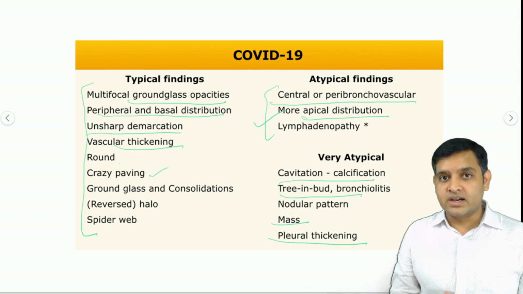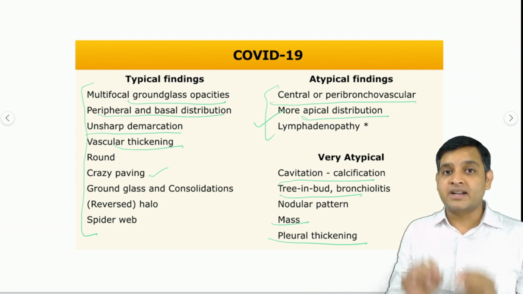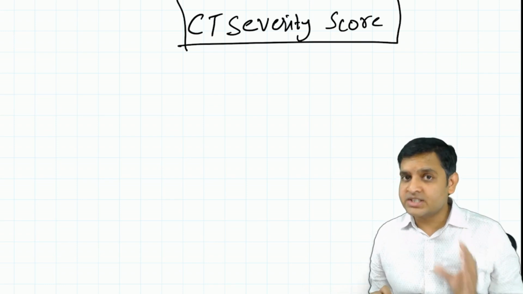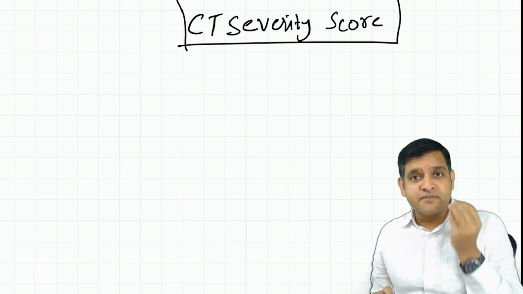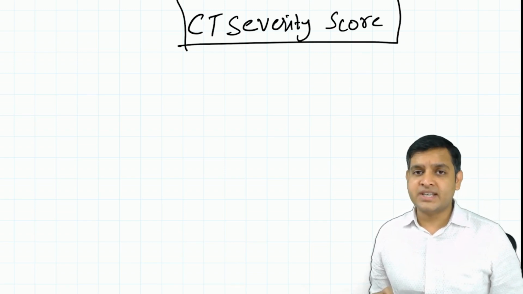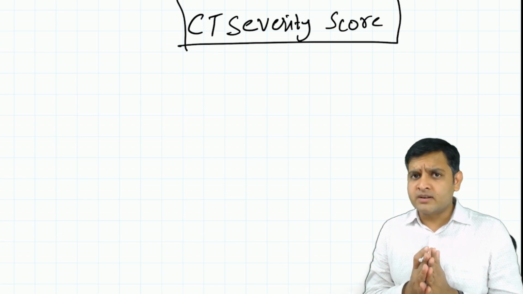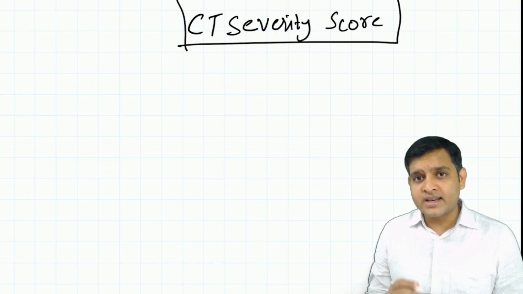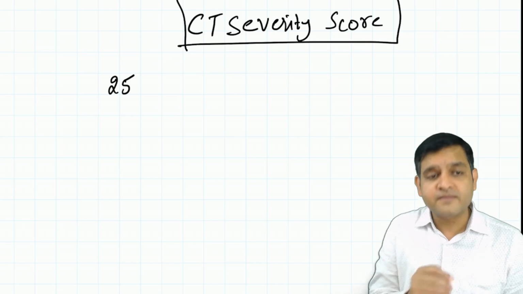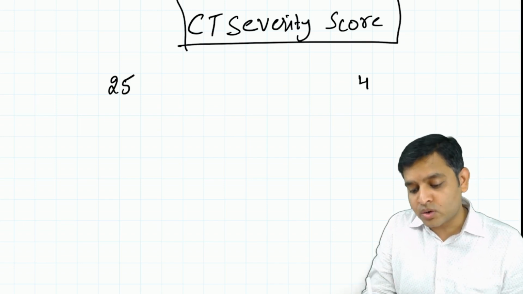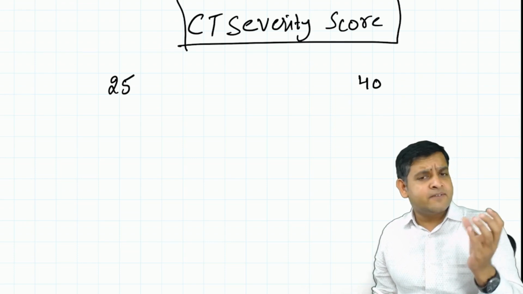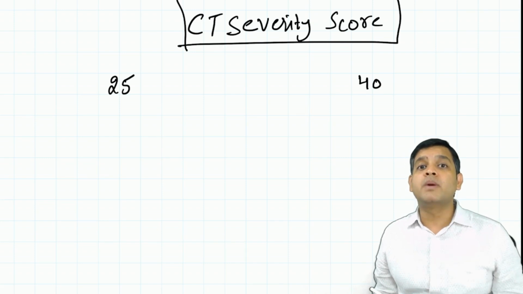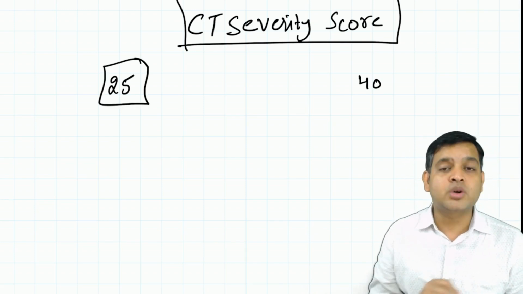Now let us learn what is CT severity score. When we talk about CT severity score, again it is done on HRCT and it is to assess the severity of the infection on a CT scan. A lot of guidelines have been given by different organizations. There are two common guidelines that are followed. In one case, we do a score out of 25 and in the second case, we do a score out of 40. It is to be noted that different hospitals and different radiologists have different preferences. However, the most commonly used is the one which is out of 25.